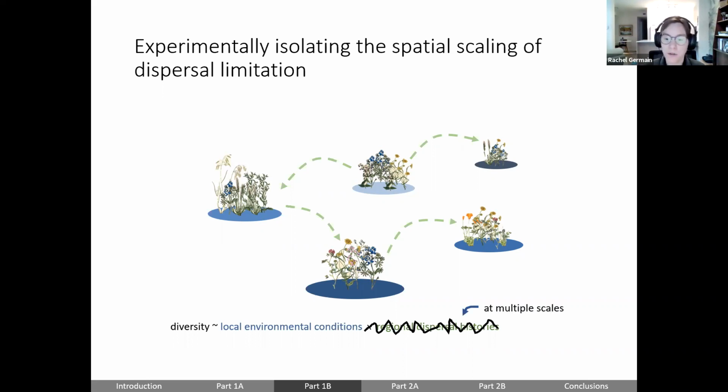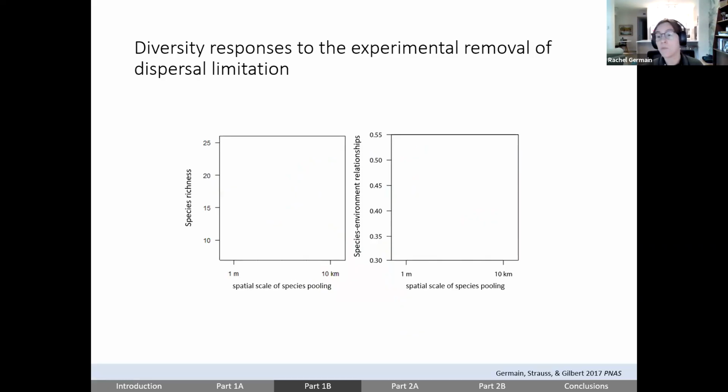And what we would want to do actually is do this at multiple spatial scales in order to see at what point dispersal limitation is most important. And I'm going to get at in a moment how I've actually tested this. But before that, I want to show you generally what you would expect if there's dispersal limitation.